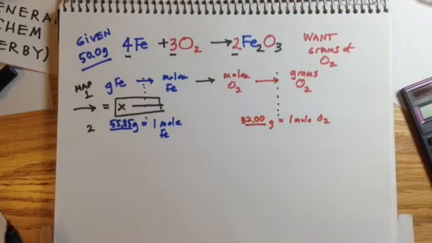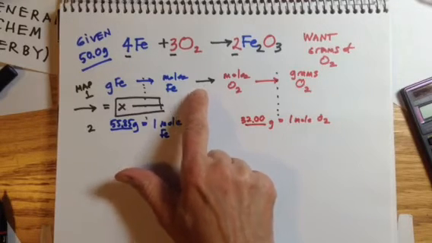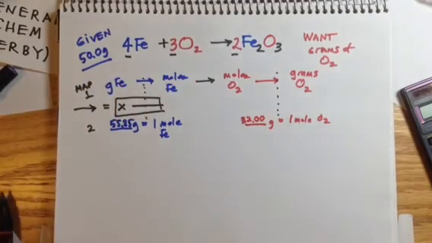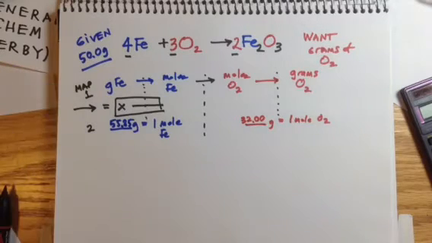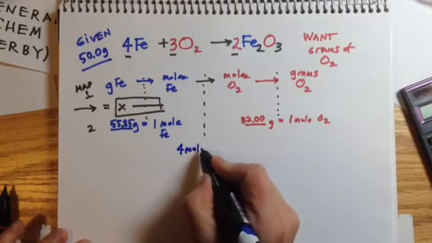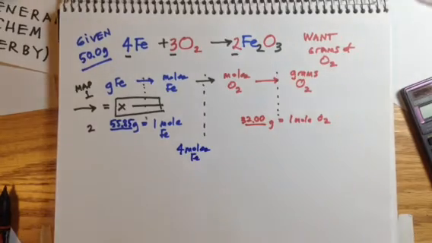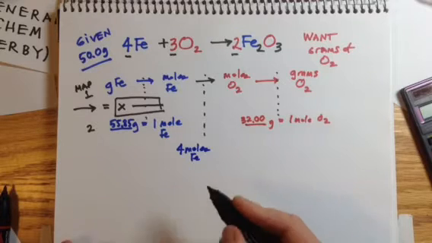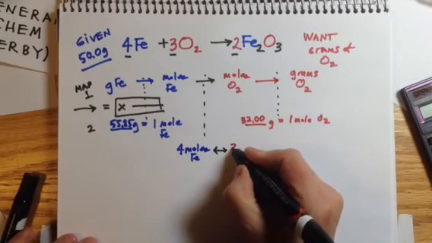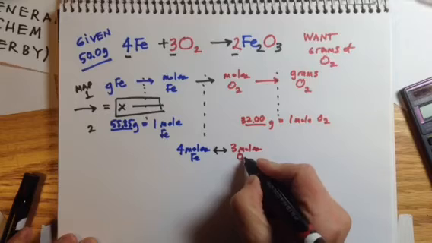And then, the last thing I have to do is figure out the center step. This center step is when we'll actually go from one thing to another thing in the equation. And like we've talked about, the only way we can do that is by going through moles. So here, let's figure that out. We have 4 moles of iron, which is going to be, well, not equal to, but that's the ratio for 3 moles of oxygen.